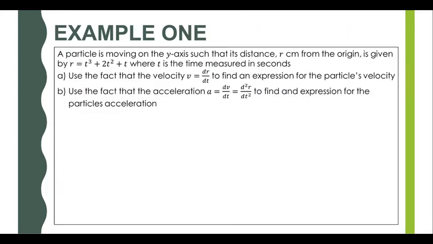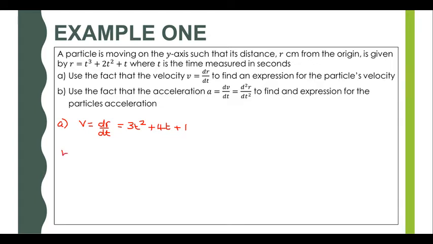So if we look at the first example, for part A, we're asked to find the velocity, which is the rate of change of distance with respect to time. So we need to differentiate our function for distance. Doing this gives us our velocity. So velocity is equal to dr over dt, which is equal to, if we look at our function, t cubed plus 2t squared plus t, we differentiate by multiplying by the power and taking 1 off the power. So we get 3t squared plus 4t plus 1, as t differentiates to 1.